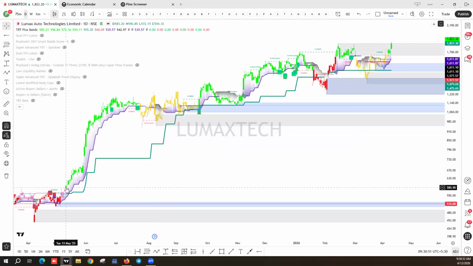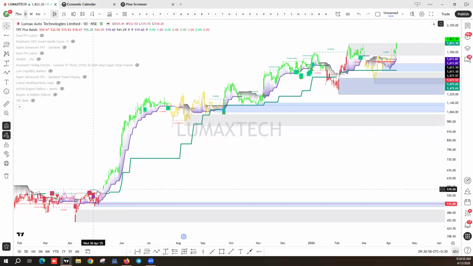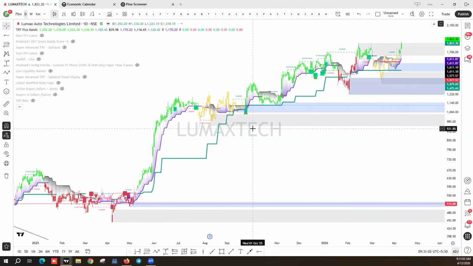Lumax Tech changed to green color, it did not give a retracement entry. So on some occasions you will find this, the color changes to green without giving a retracement entry. It went up smoothly. So there was a nice build up sideways price action. After that breakout happened and it went up smoothly.